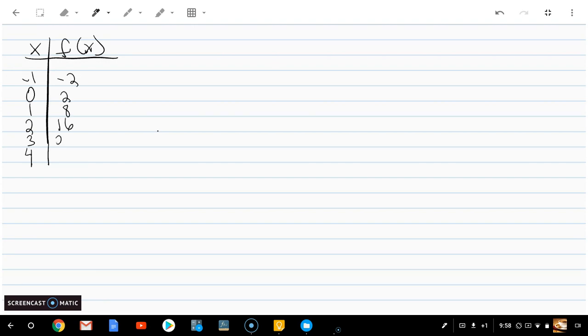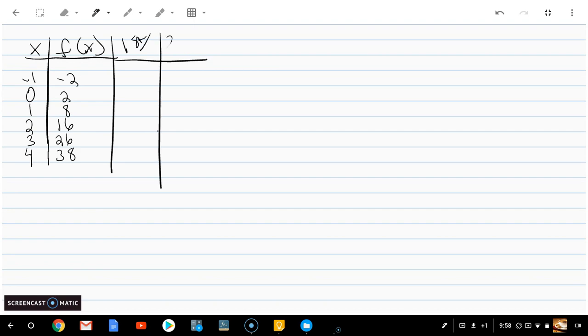And so we had x, we had f of x. We already did all this work. I'm just rewriting it. -1, 0, 1, 2, 3, 4. This is the original one we started with. -2, 2, 8, 16, 26, and 38. And we already had found the first and second differences.